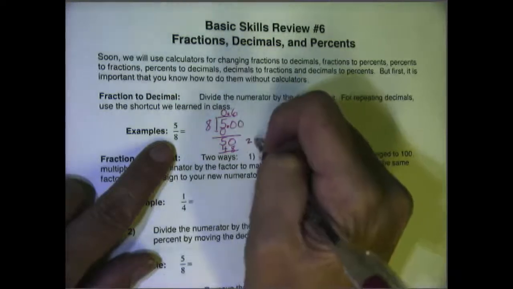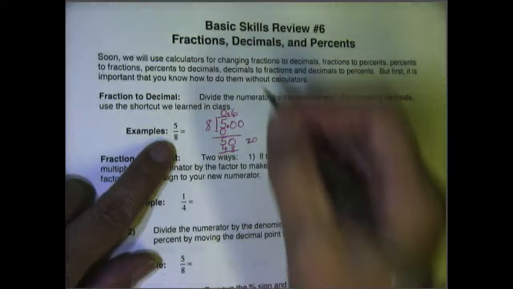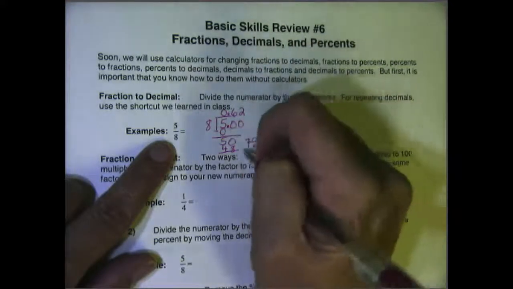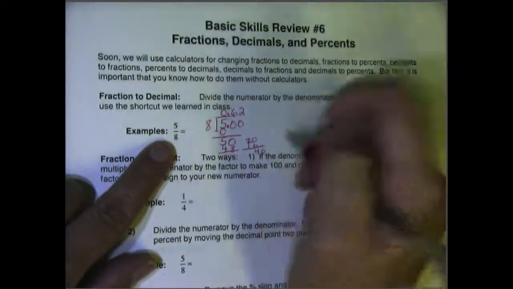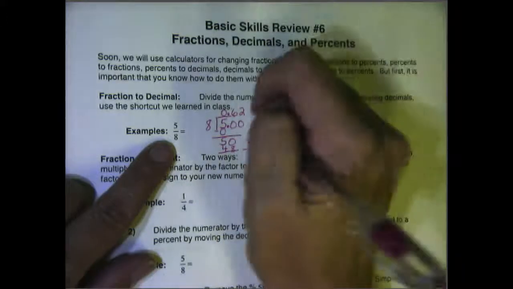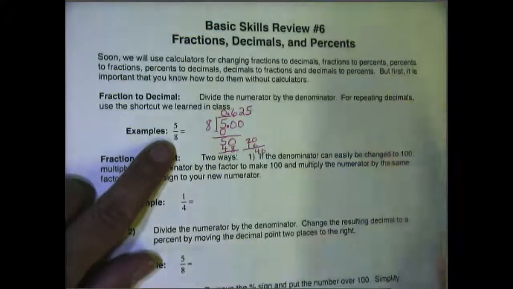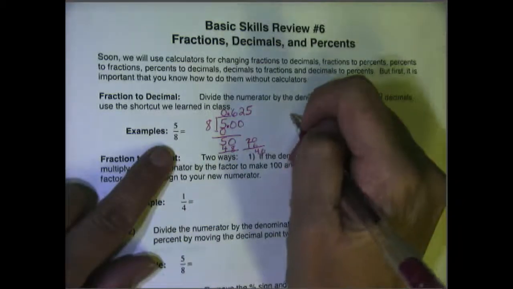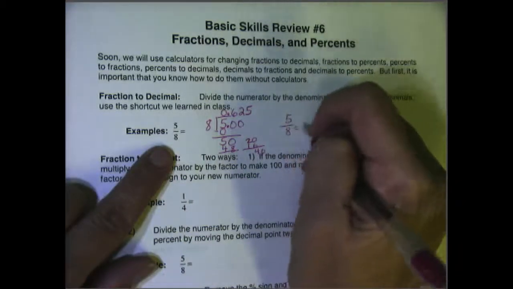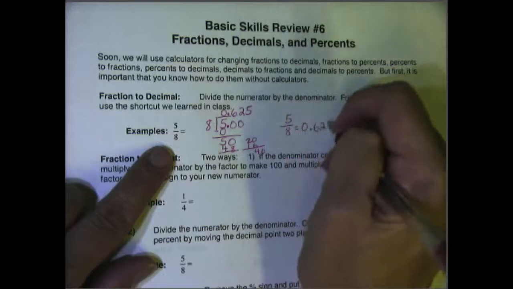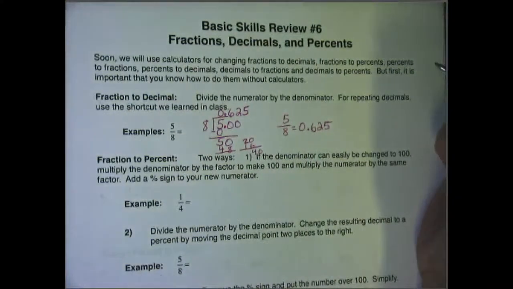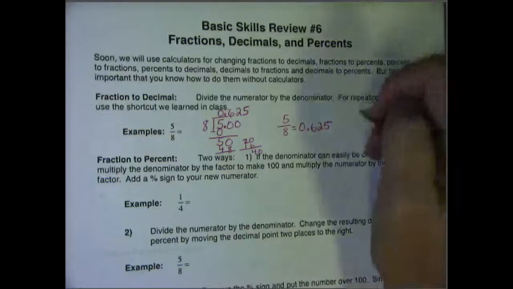We're going to pull down another 0, we get 20. 8 goes into 20 2 times. 16, 8 times 2 is 16. 20 minus 16 is 4. Pull down a 0, 8 goes into 40 5 times. Didn't leave a lot of room for us to do this, but the decimal form of 5/8 is 0.625.